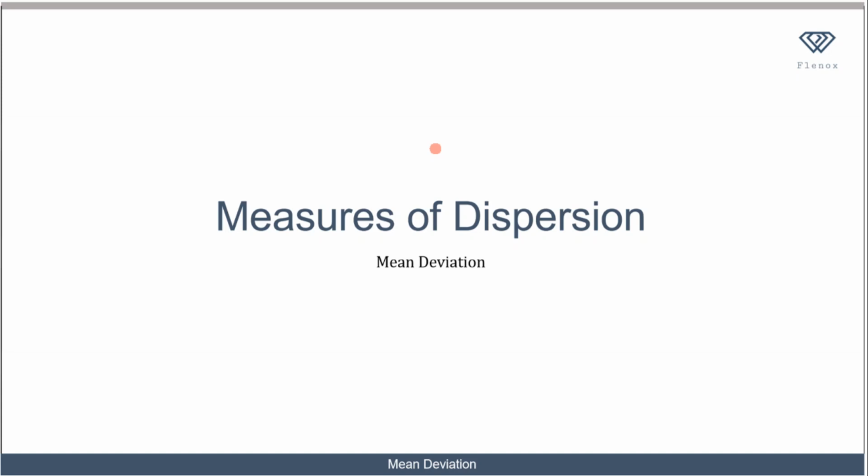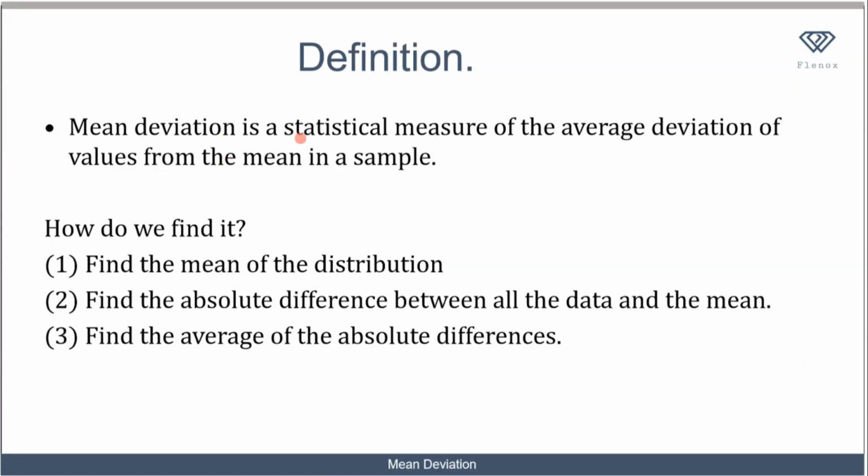Okay, so let's look at mean deviation. Mean deviation is also a measure of dispersion, and it is a statistical measure of the average deviation of the values from the mean in a sample. So how do we go about finding the mean deviation?